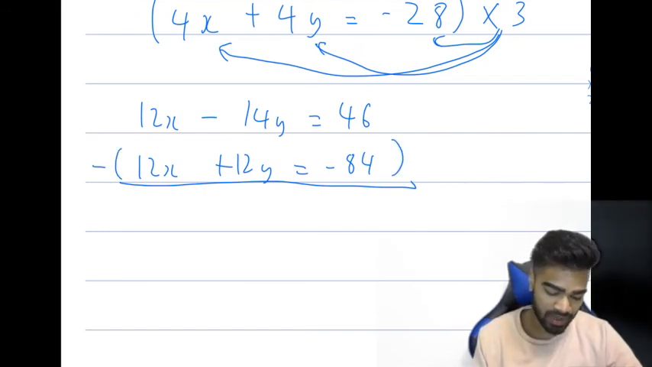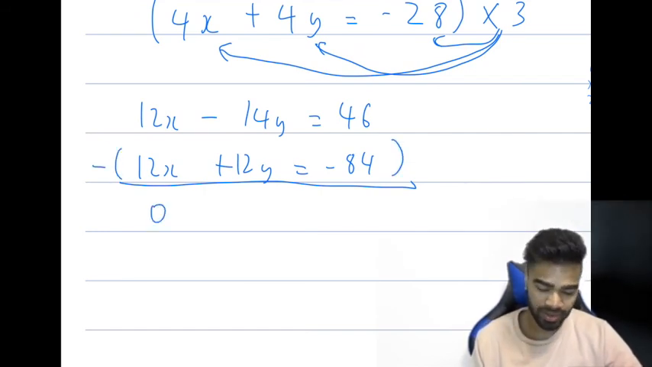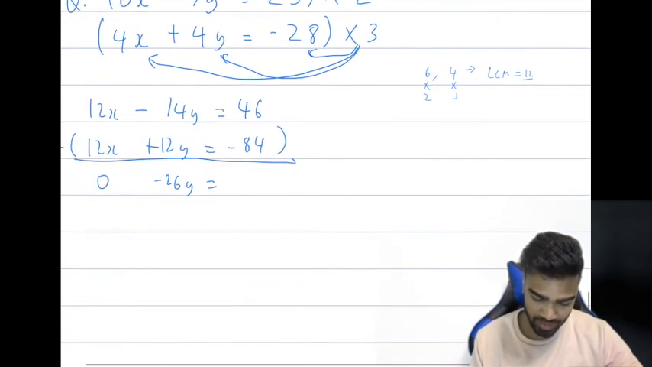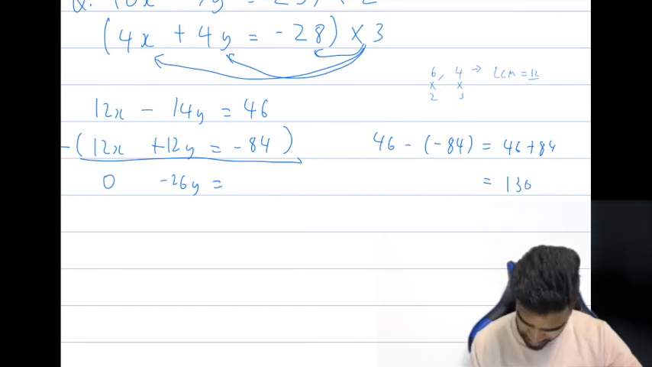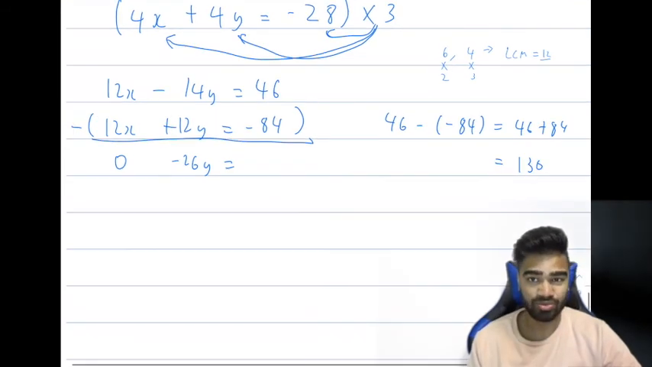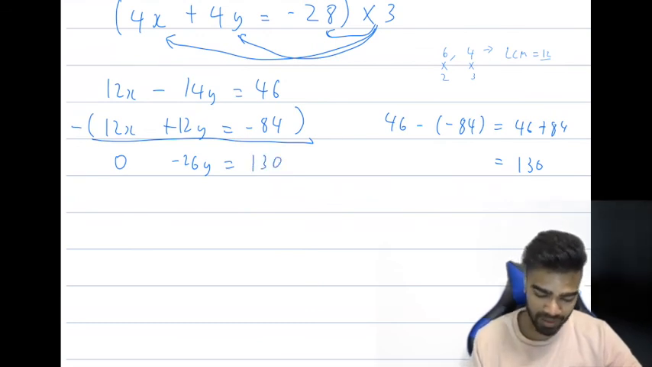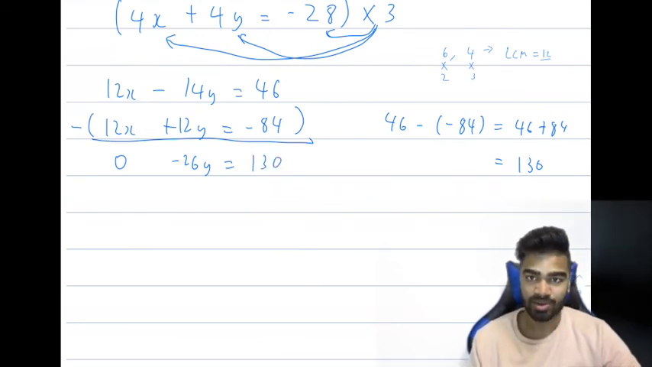Well, 12x minus 12x will give me 0. So we have to minus 0. Negative 14y minus 12y is negative 26y. 46 minus 84. Remember guys, if you do 46 minus negative 84, remember that's what we're doing. That means it's 46 plus 84, which is 130. Oof, these are big numbers, guys. Okay, so 130. So what do you think we should do here?